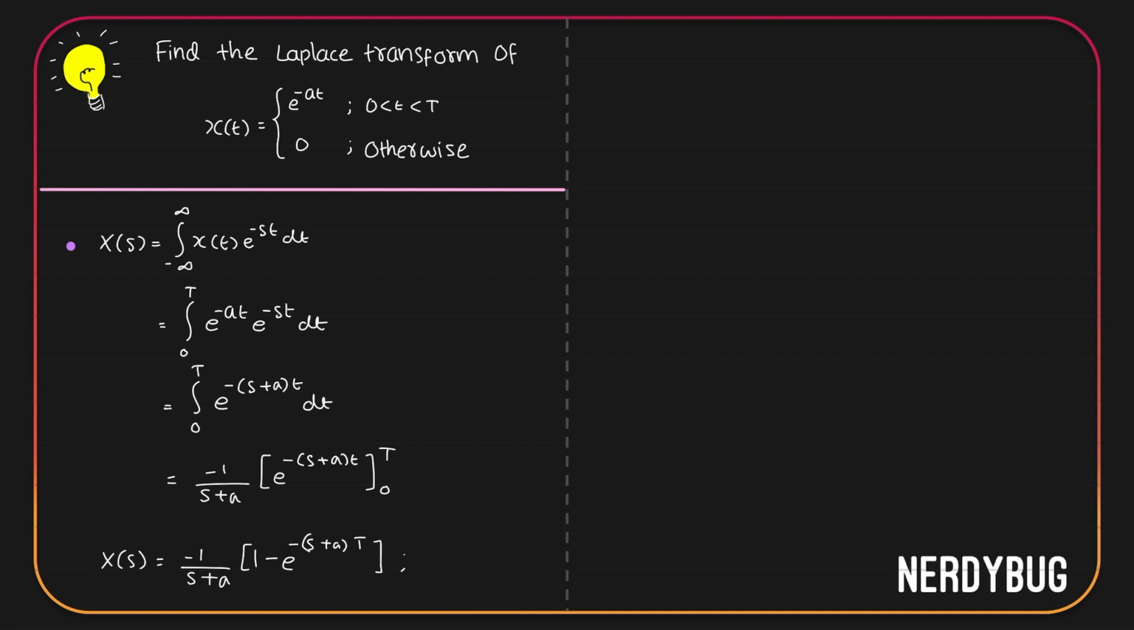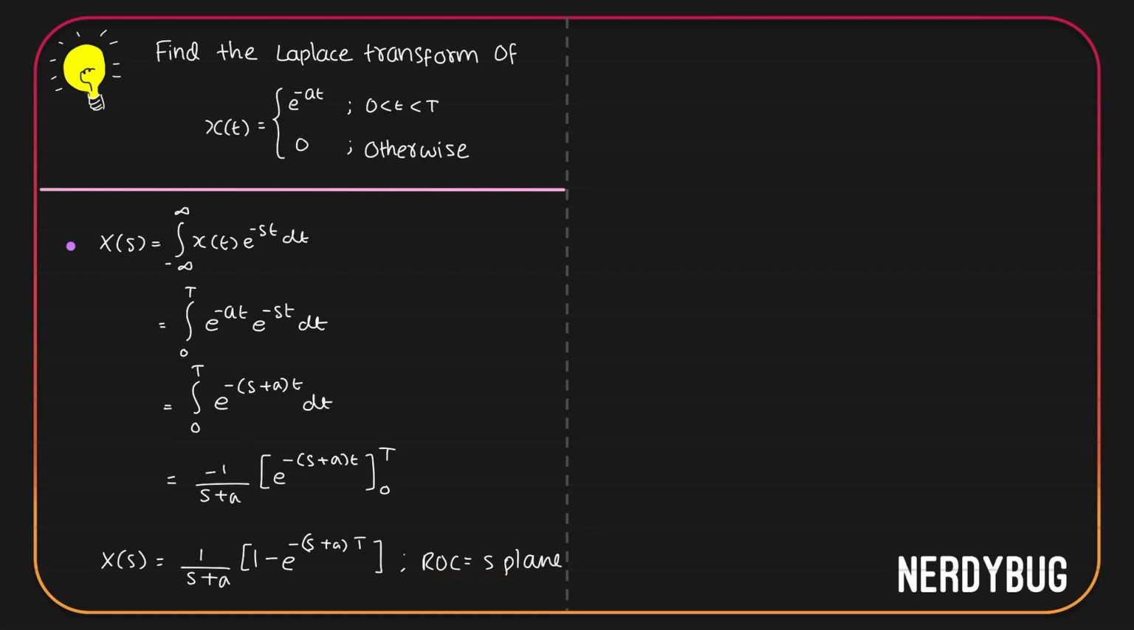Here the function is of finite duration. So the ROC is going to be the entire S-plane. Here the integration is from 0 to T. 0 and T both are finite values. So whatever value you give to sigma, this integral is going to converge to a finite value. So the ROC is the entire S-plane.